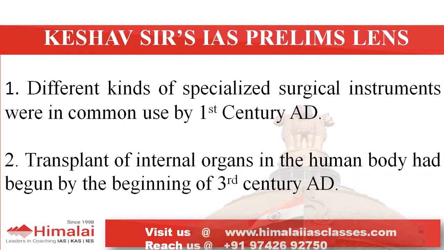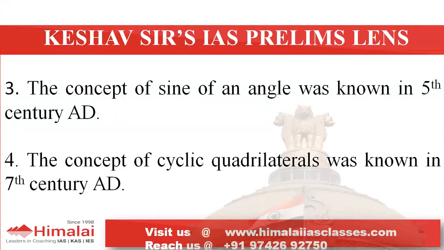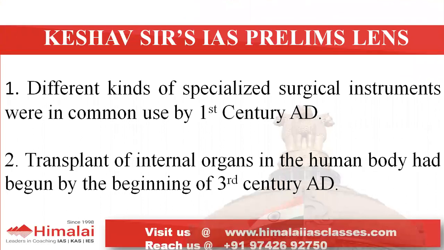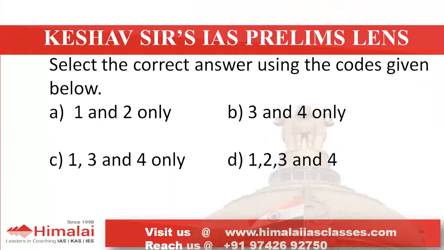Important people like Charaka and Shushruta had made some great developments in medicine, and other mathematicians had also done these sorts of mathematical works. But statement 2 seems very far-fetched. Transplant of internal organs is such a thing, and there is not much evidence for this. So you can consider that statement 2 is far-fetched and not right. So the right option will be option C. Statements 1, 3, and 4 are correct.